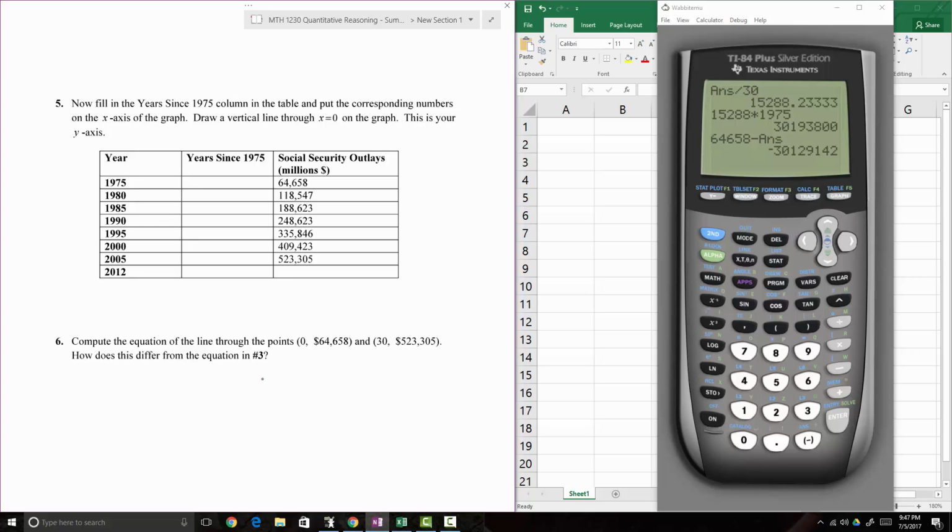All right. Number 5 says, now fill in the year since 1975 column in the table and put the corresponding numbers on the x-axis of the graph. Draw a vertical line through x equals 0 on the graph. This is your y-axis. So if we fill these in, we would have 0, 5, 10, 15, 20, 25, 30, 32.